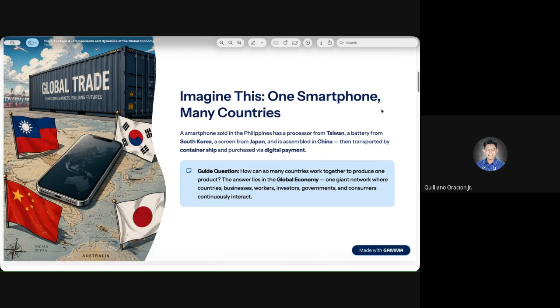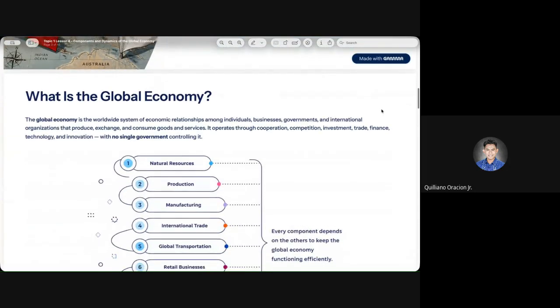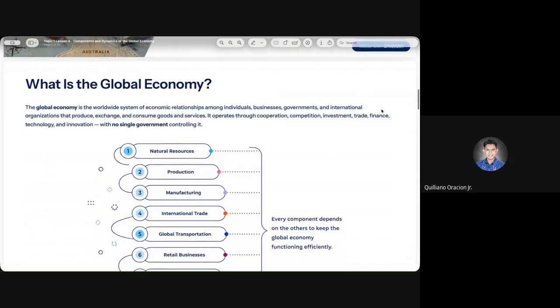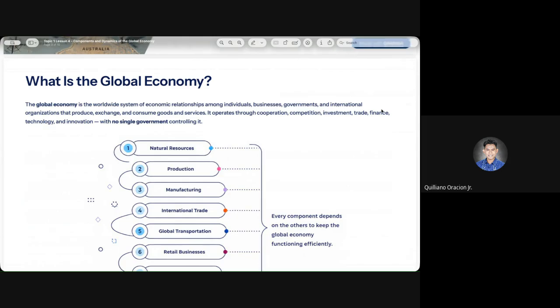So let's have first the definition of this global economy. The global economy refers to the worldwide system where countries produce, exchange, transport, and consume goods and services. Does the global economy have one president, one king, one government? The answer is no. Unlike the Philippines, the global economy has no single leader. Instead, countries cooperate through agreements, organizations, and businesses.